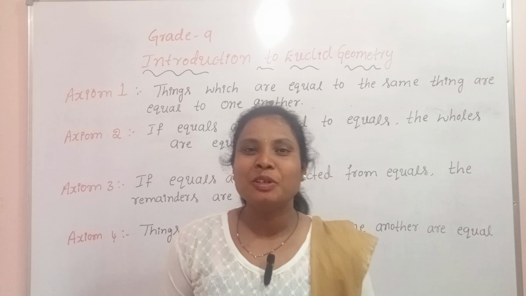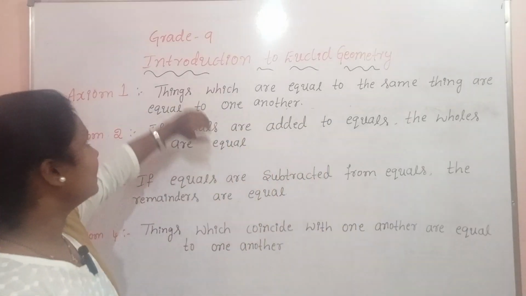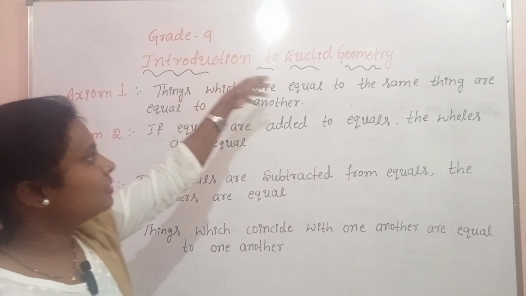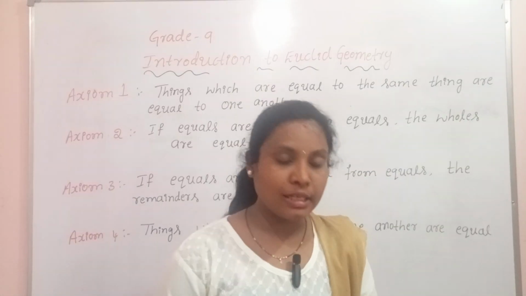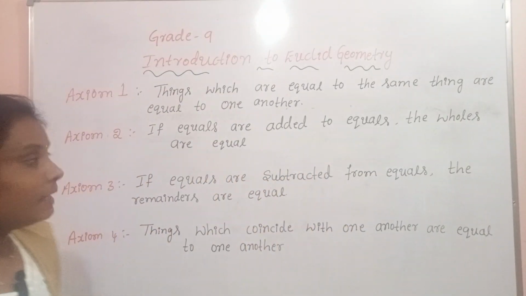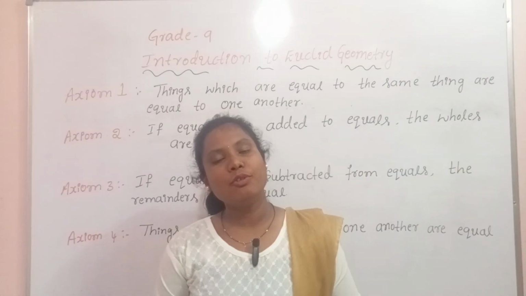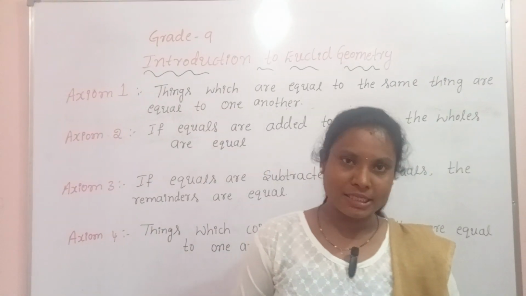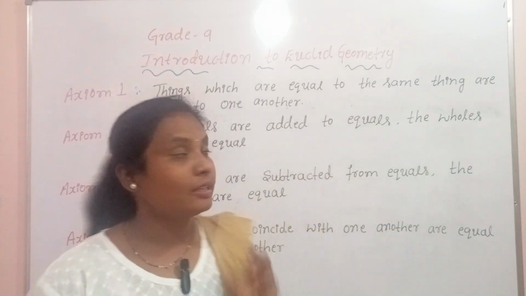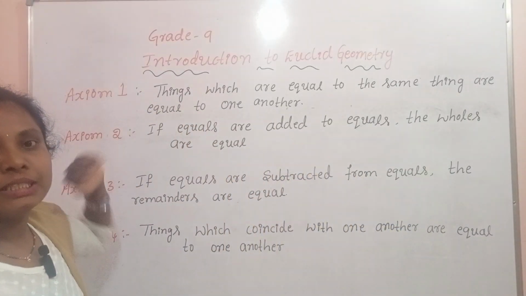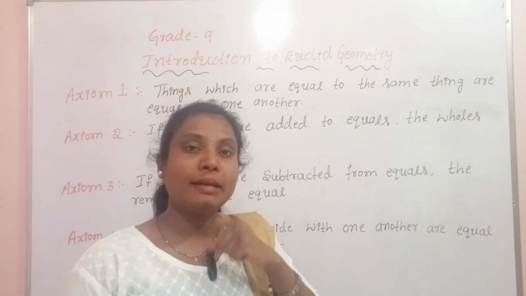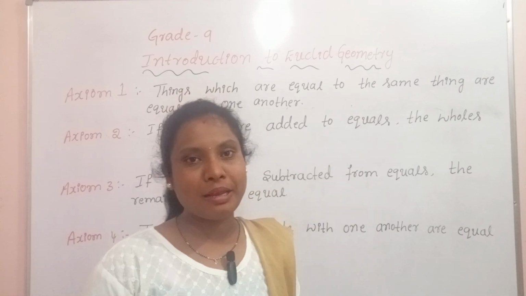In this class we are going to learn the concept of grade 9th chapter Introduction to Euclid Geometry. Under that concept we are going to study axioms. So before studying axioms we have to know what is the meaning of axioms. Axioms are universal truths that are applicable all over mathematics.